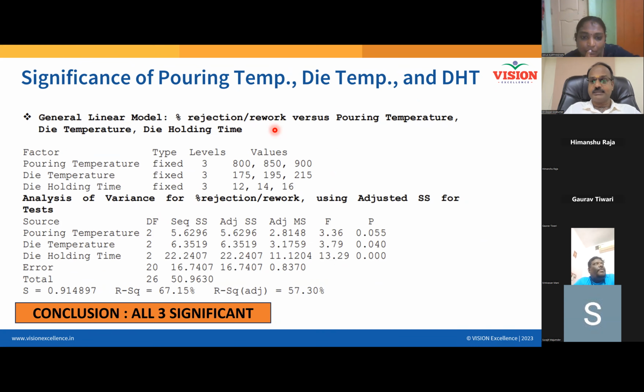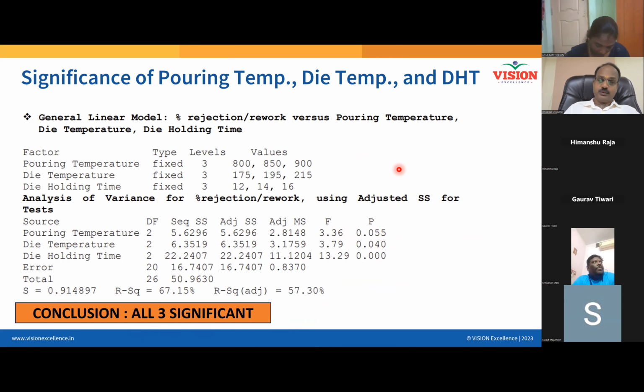Now for some of the factors, statistical experiments are conducted, particularly pouring temperature and die holding time. These are certain X factors. And the statistical study revealed that all the factors are significant. How do we know that all the factors are critical? Look at the statistics. This is known as the p-value. Whenever the p-value is 0.05 or below, then the factor is critical.